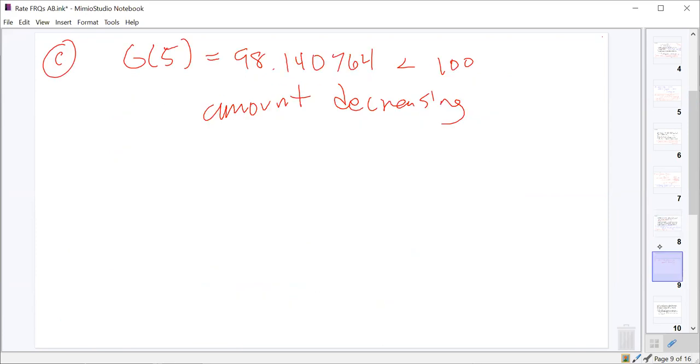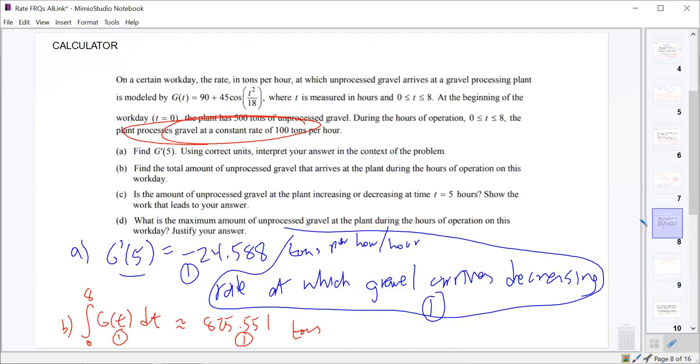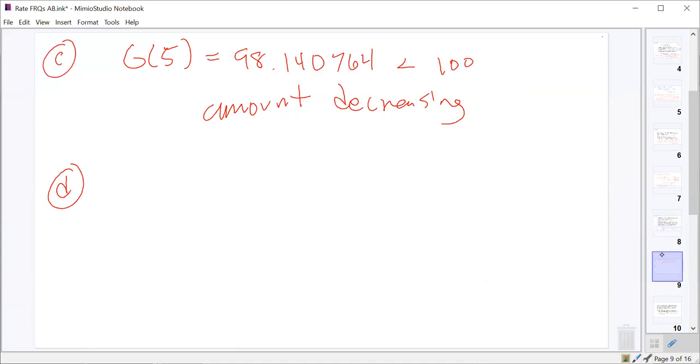Show the work. There's not a lot of work there, but basically just finding G of 5 and then showing that it's less than 100. Any questions on that? Two points on that, one for the value of G of 5 and one for comparing it to the 100 and showing that it's decreasing.